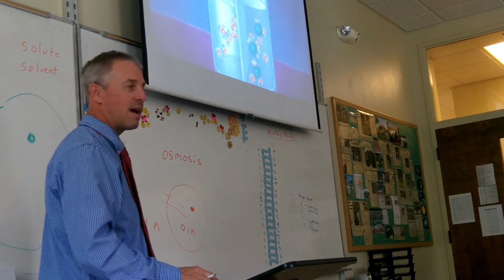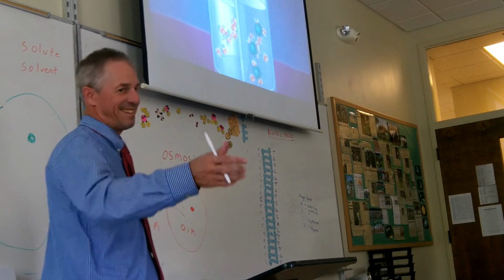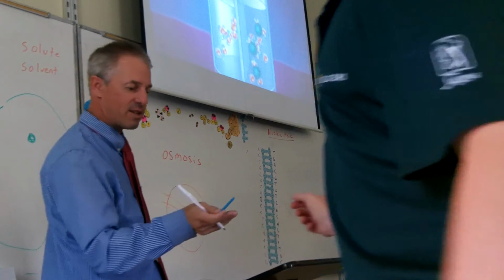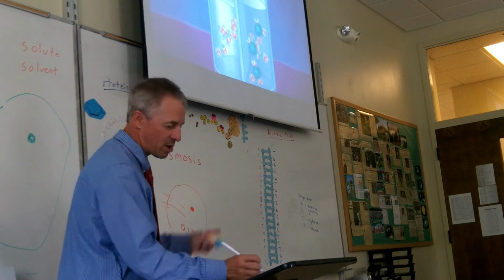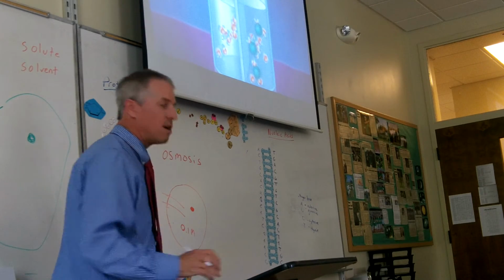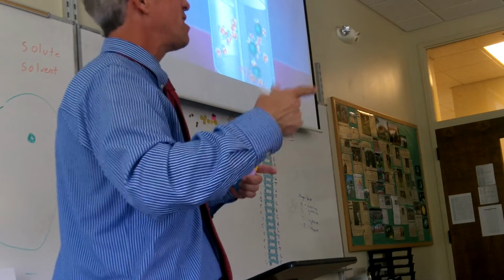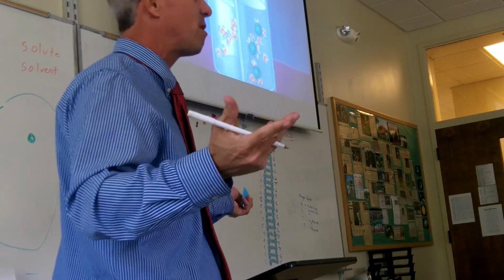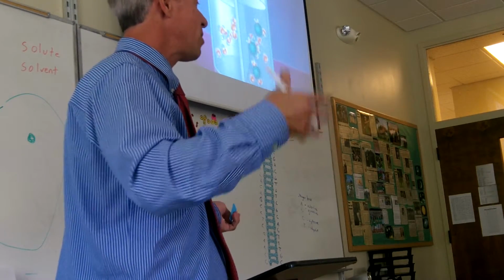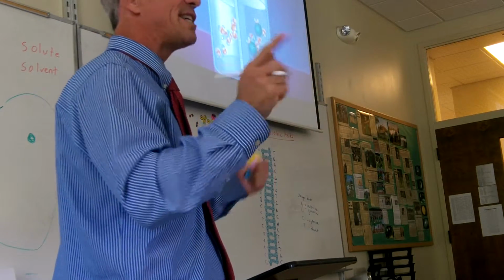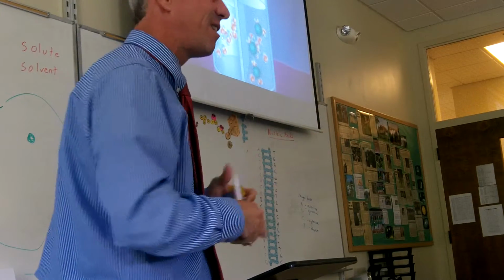Hypotonic. Wait, they hadn't answered yet. Let's see if they answered. Yes, hypotonic. Hypotonic is right. He cheated. So hypotonic means low sugar. Hypertonic means high sugar. Hey, like you're hyper if you have too much sugar. Hypertonic means high sugar. And isotonic means equal sugar.